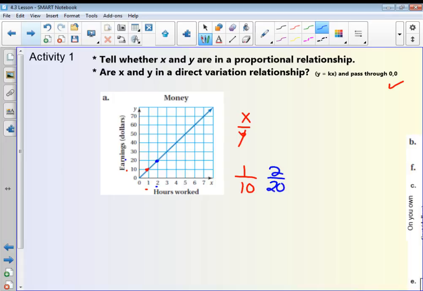We could either reduce and get equivalent fractions, we could check cross products, or we could do decimals. I like to do cross products because I'm faster at multiplying in my head. 20 times 1 would give me 20. 10 times 2 would give me 20. Are those equal to each other? Yes, so this would be proportional.